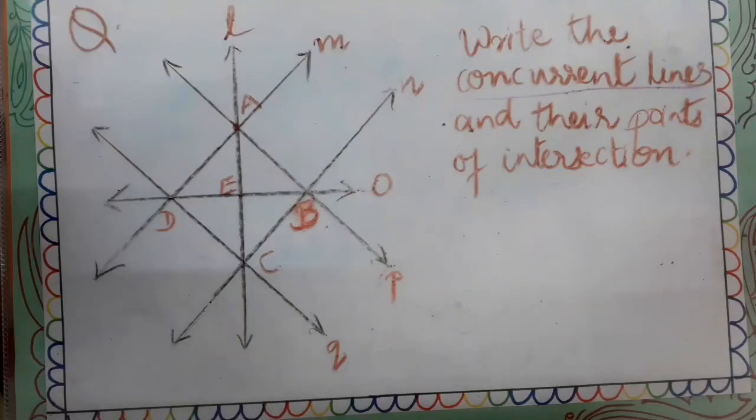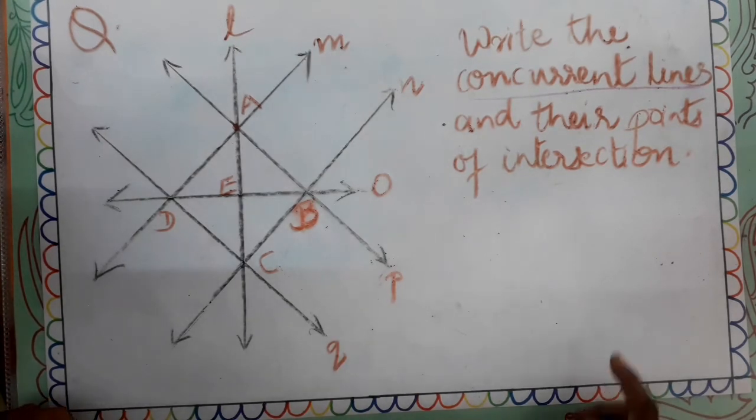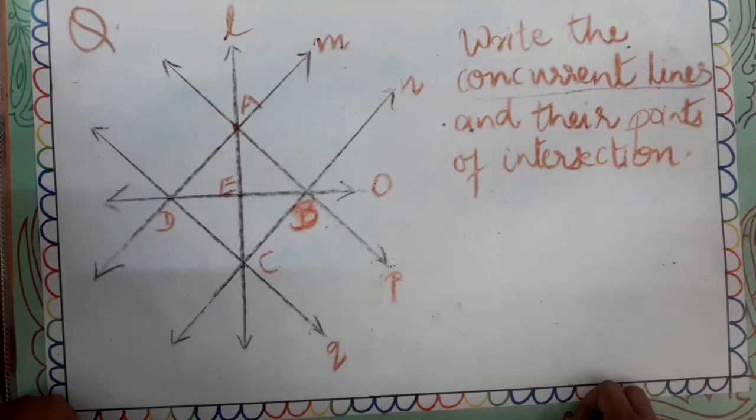Now let us answer this question. Write the concurrent lines and their points of intersection. So we need to recall concurrent lines. Concurrent lines means if 3 or more lines pass through the same point, then they are said to be concurrent lines and the point is called the point of concurrence, for the given lines.